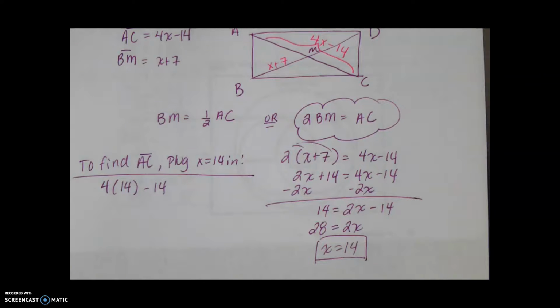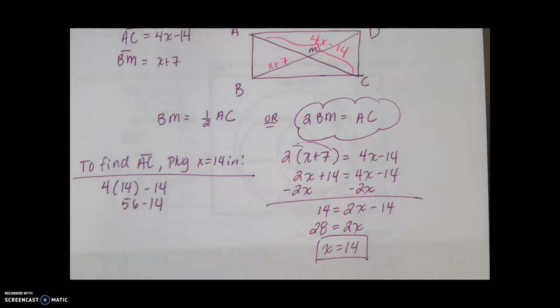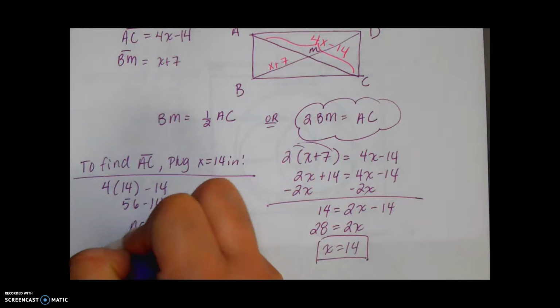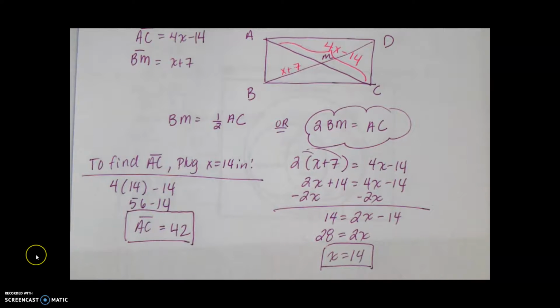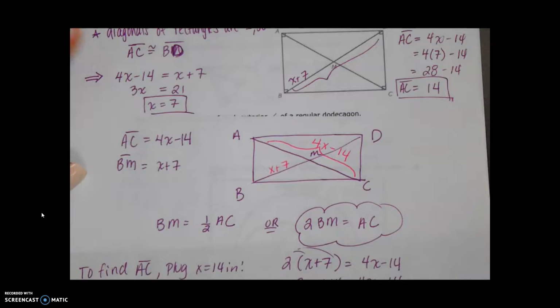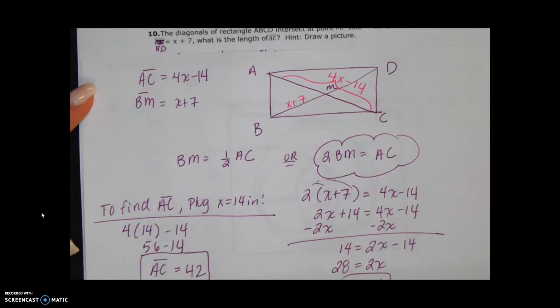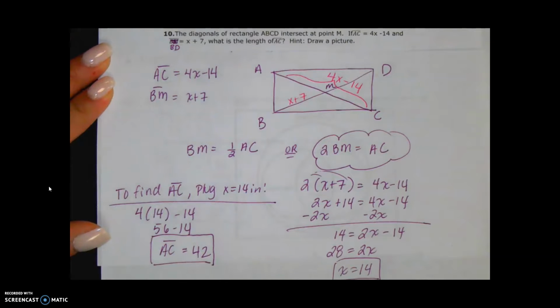So I have to do 4 times 14. Let me pull out a calculator. 4 times 14 is 56 minus 14. And AC would equal 42. All right. So again, I apologize for that error. I've got the incorrect solution up top and the correct solution with the new drawing right here. So you can pause the video and you can work it out yourself and look at both solutions.